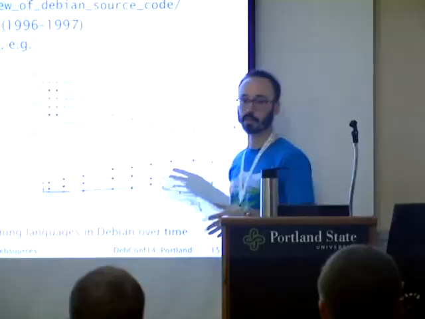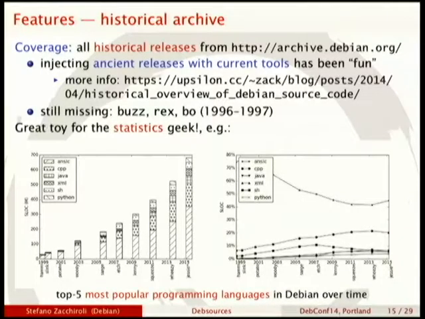Then there is the historical archive. So what I've done, I think last summer, or maybe it was, was to actually work on injecting all the historical releases of the Debian archive. So I went to archive.debian.org, that in case you are not familiar is a kind of mirror that keeps all the old Debian releases which are no longer on the Debian mirror, and injected all of them in Debsources.